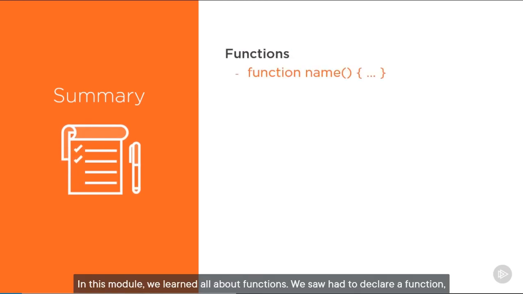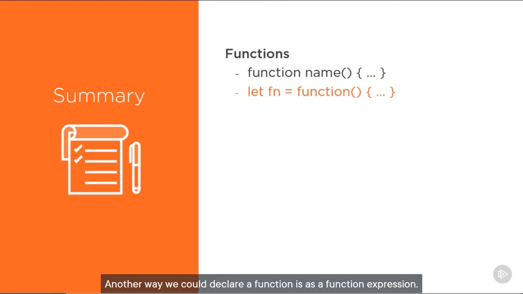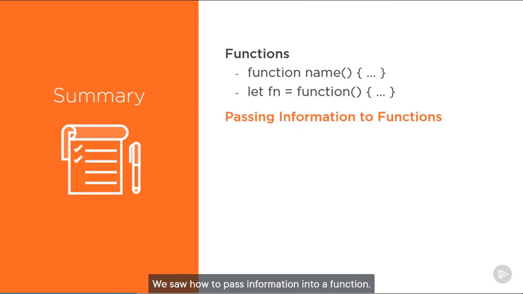In this module, we learned all about functions. We saw how to declare a function using the function keyword and then naming the function. We have parentheses for optional parameters and a body of code between curly braces. Another way we could declare a function is as a function expression. We use the function keyword and an optional name. Here we don't have one. The parentheses and the curly braces for the code block. And we assign all of that to a variable so that we can reuse it and call it as needed.